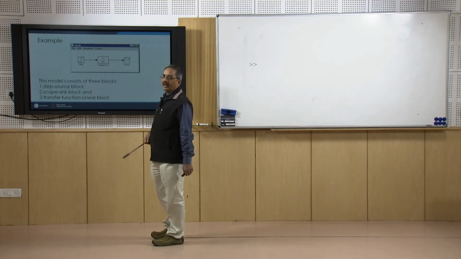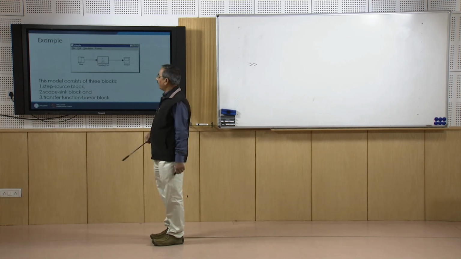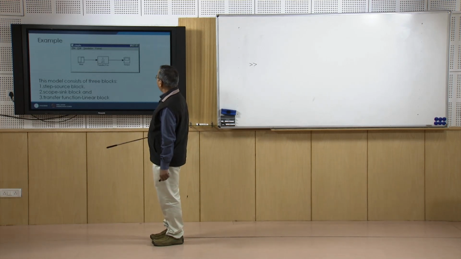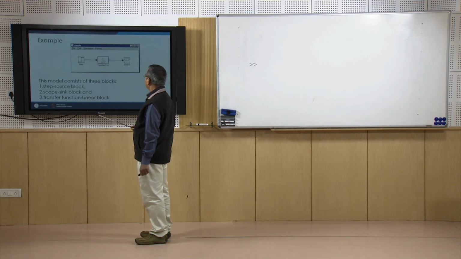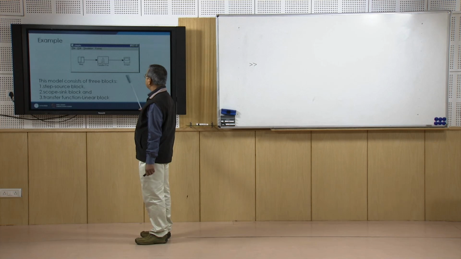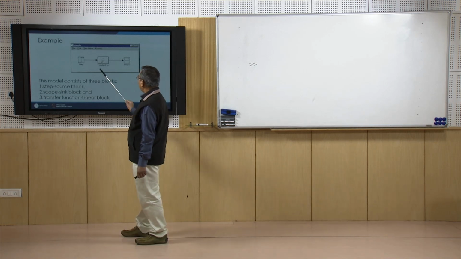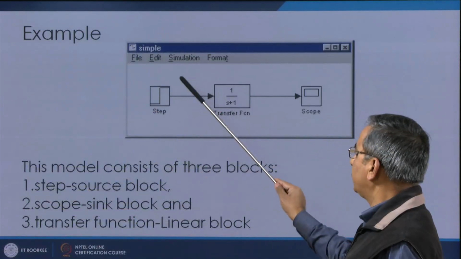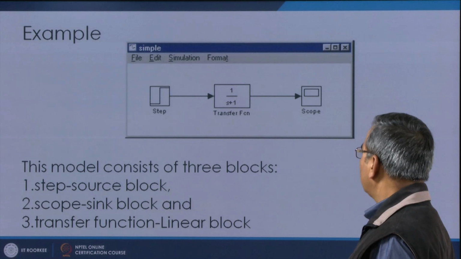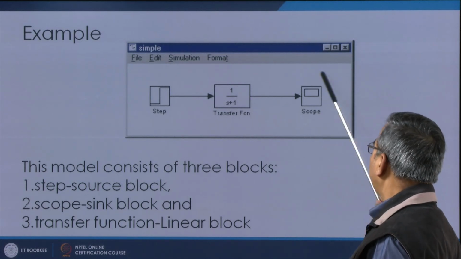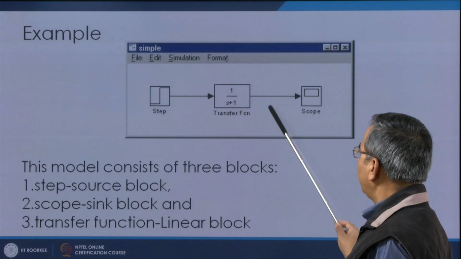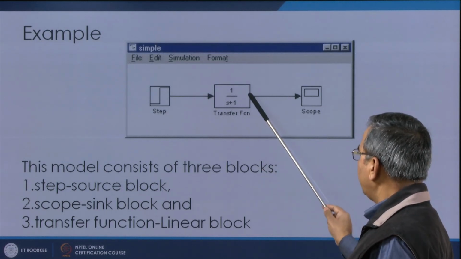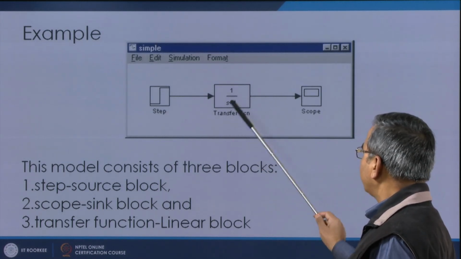Let us take an example. Say I want this system to be simulated, and this system contains a source here which is a step source. There is a scope here, that is the sink, and there is a system here. So, this system is again some transfer function.